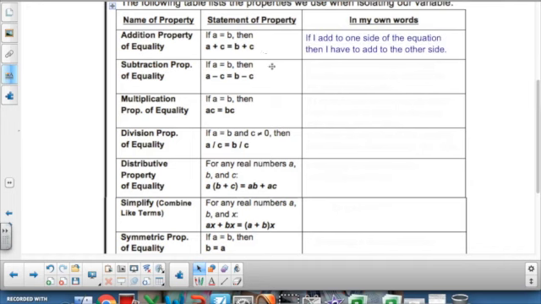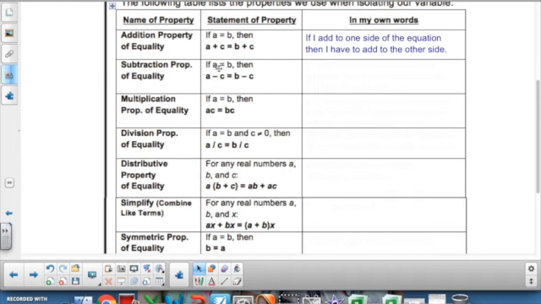Basically what this means is if you add something to one side of an equation, then you have to add to the other side. We use this all the time, and you've probably done it plenty of times in 6th, 7th, and 8th grade when you were solving equations. The subtraction property of equality, same exact thing.